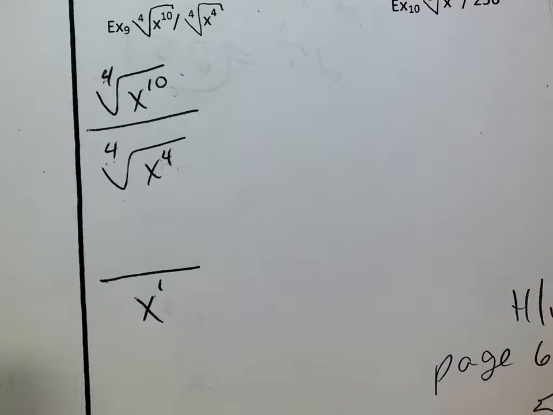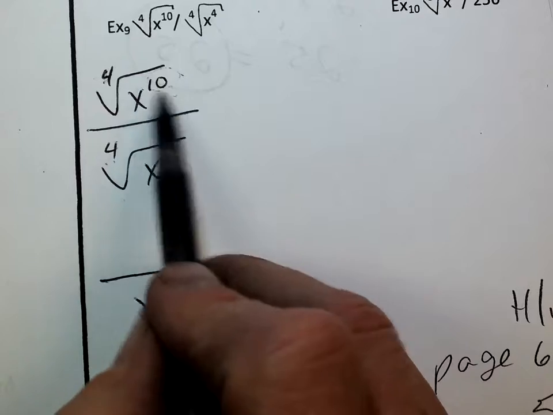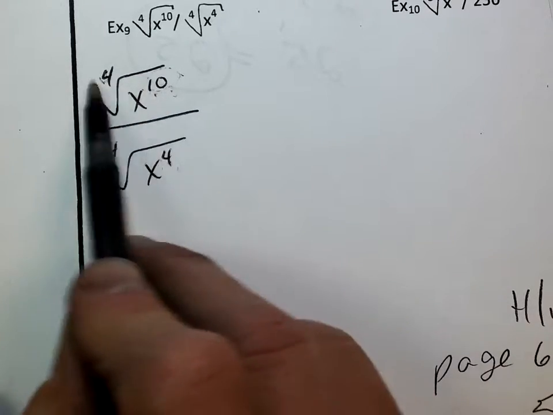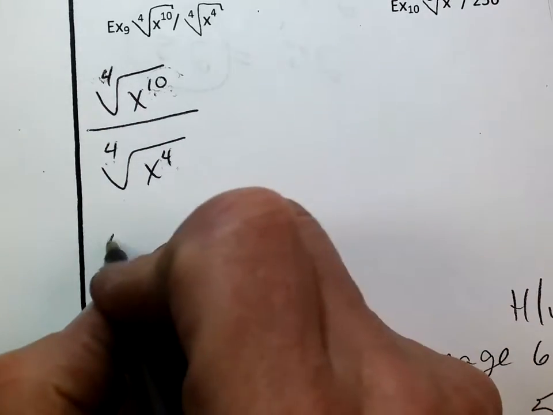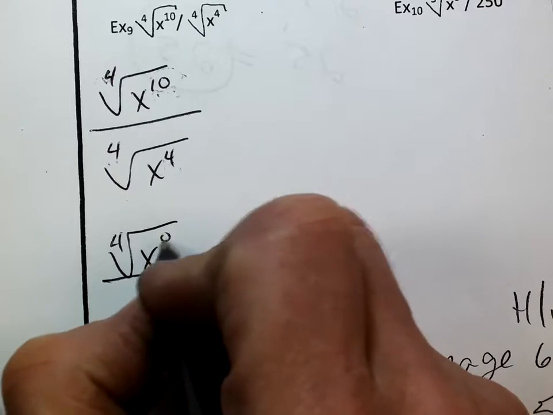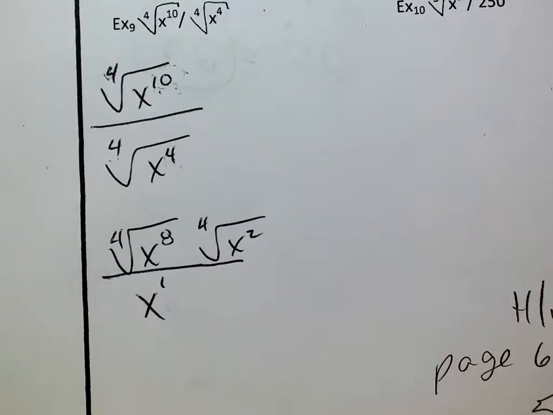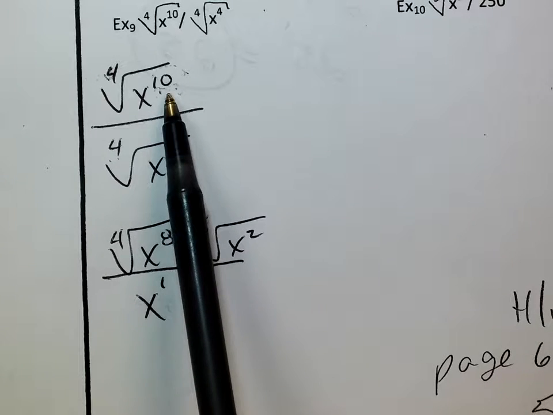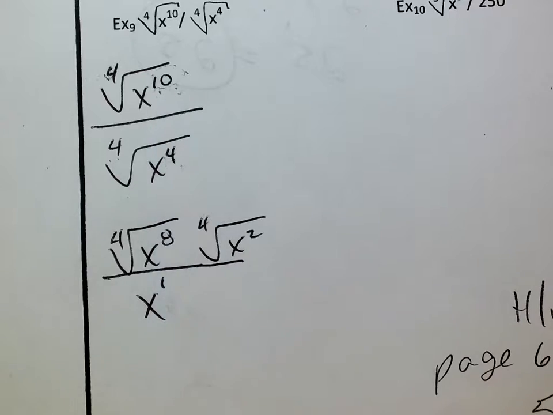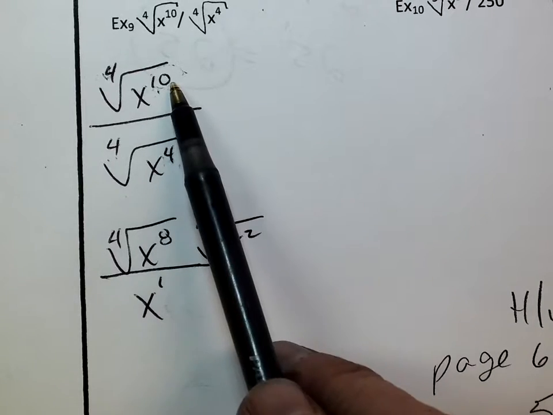But I can make it an 8 and a 2. I want the 8 because I can divide 8 by 4. So let me rewrite this as the fourth root of x to the 8th times the fourth root of x to the 2. What I did was I found the biggest amount that I could take and divide evenly. 8's the biggest number, and what's left over would be the 2.